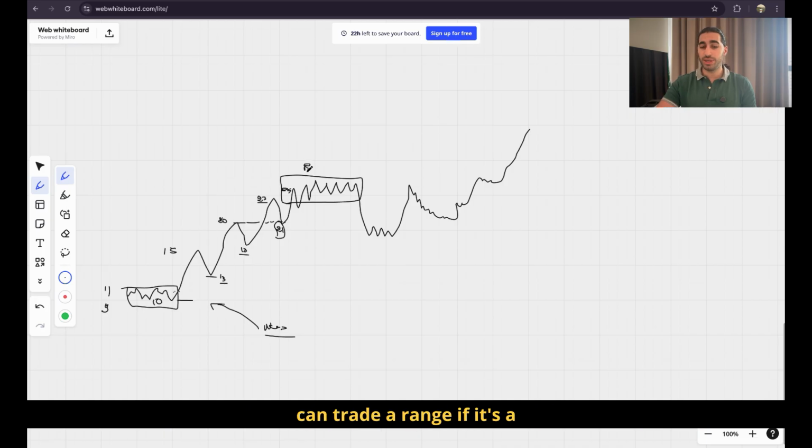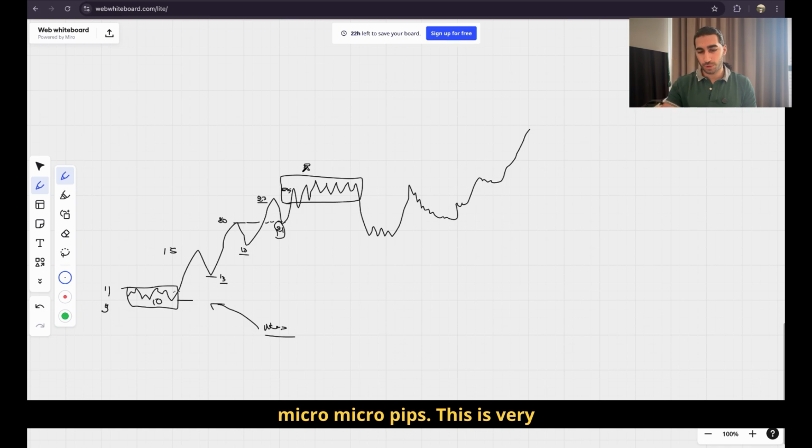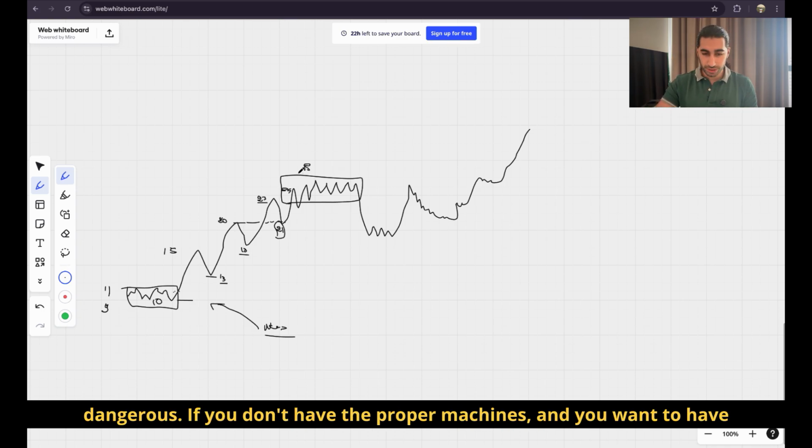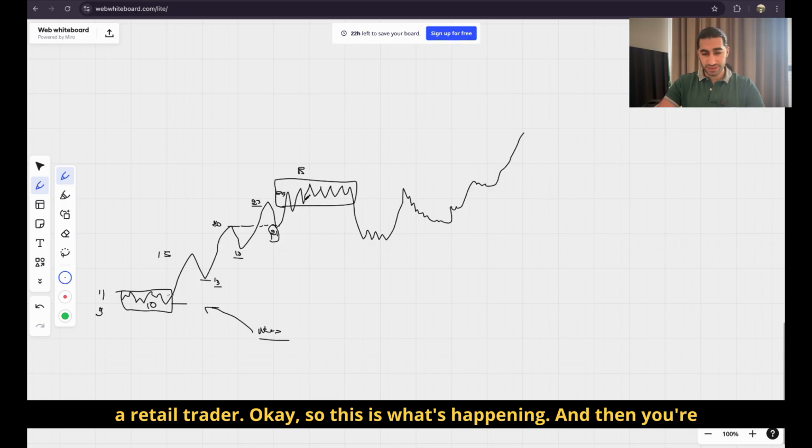You can trade a range if it's a large range, but you don't want to start trading micro pips. This is very dangerous if you don't have the proper machines, and you want to have the proper machines if you're a retail trader. Okay, so this is what's happening.